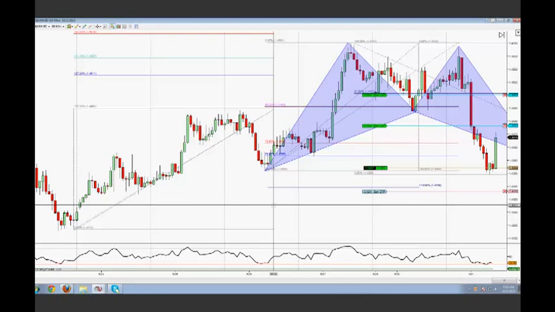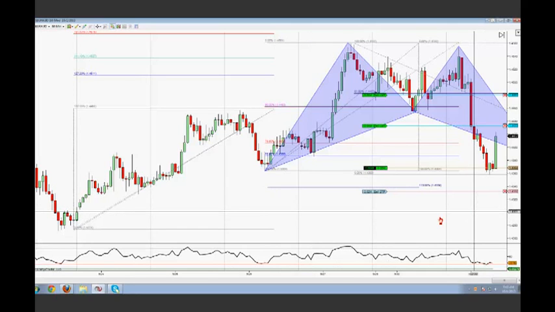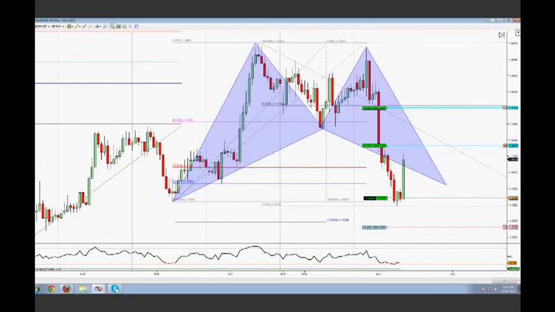I've been watching, and I've been noticing a few of my live room members and mastermind members have been typing this throughout the chat forum too, so they're involved as well. But speaking on bat patterns, we had a very deep bat pattern here on Euro Aussie.